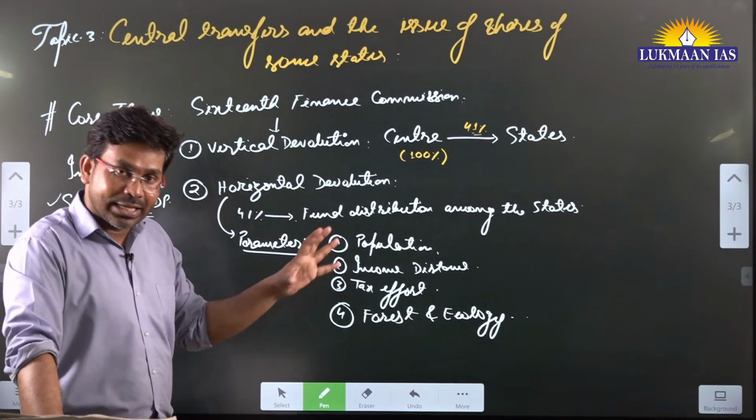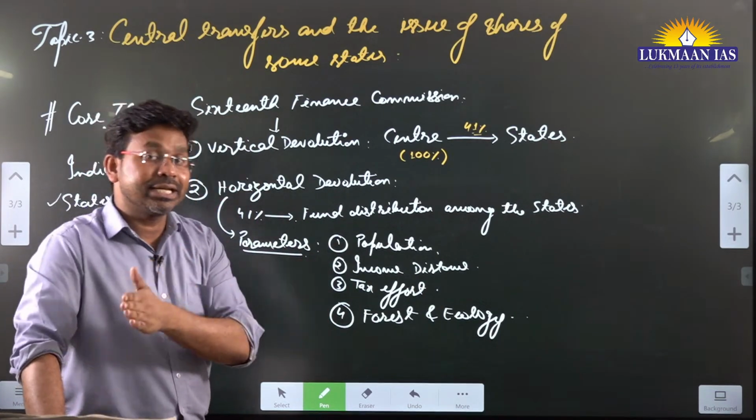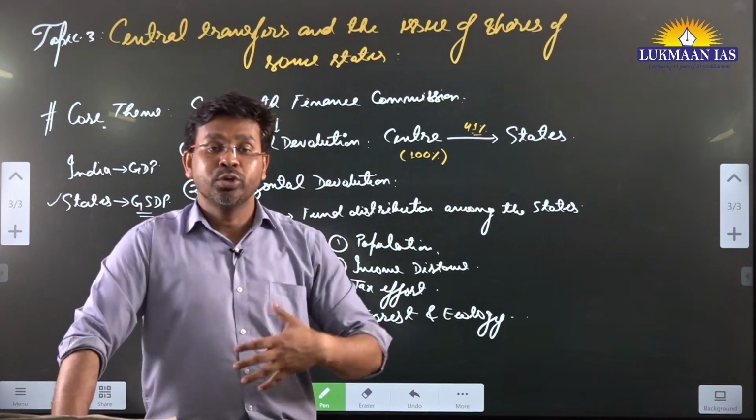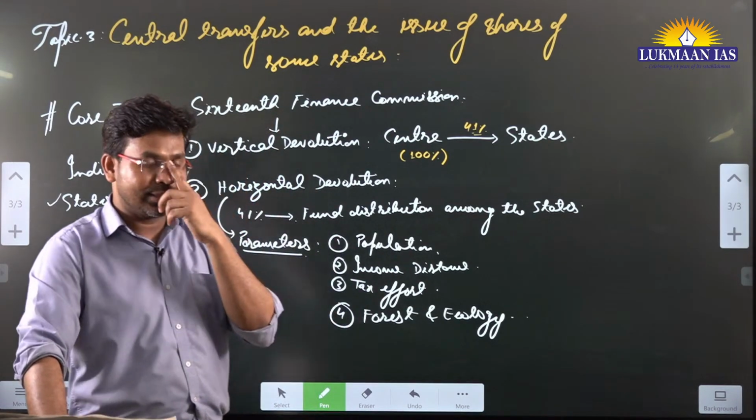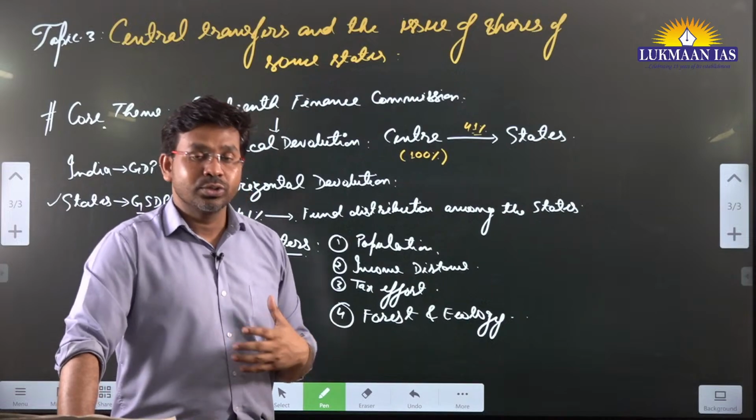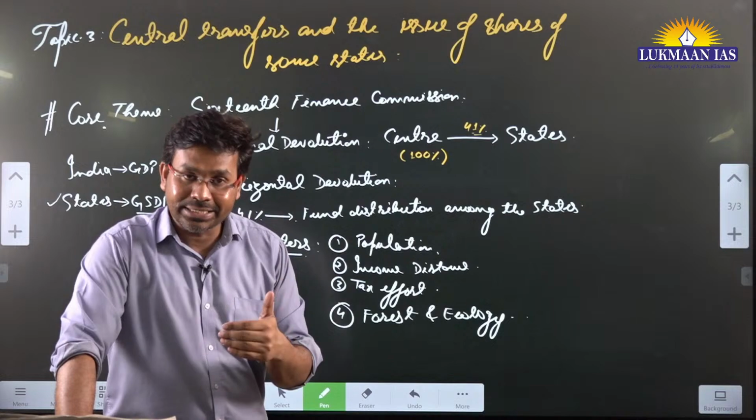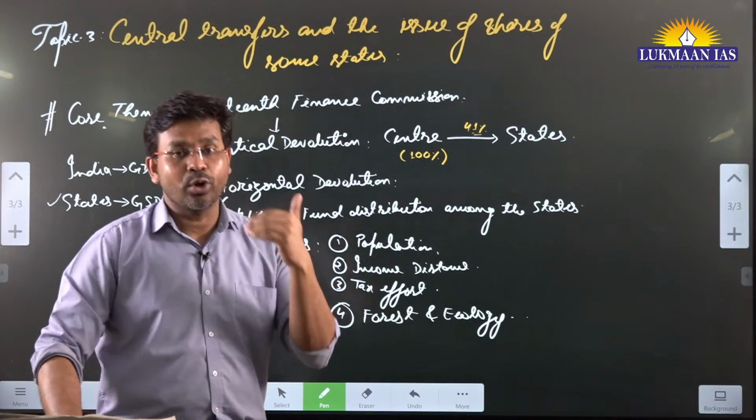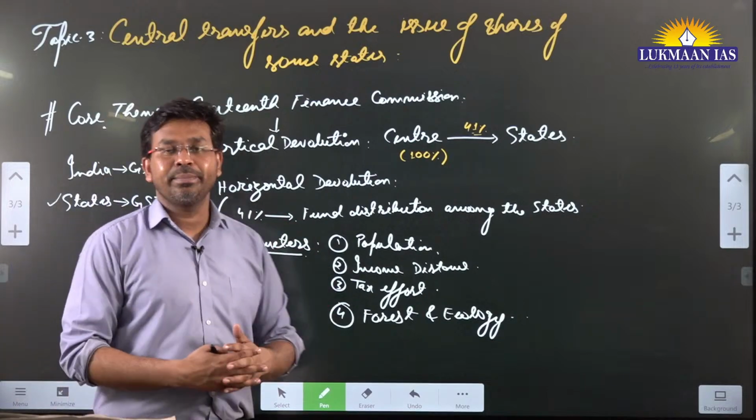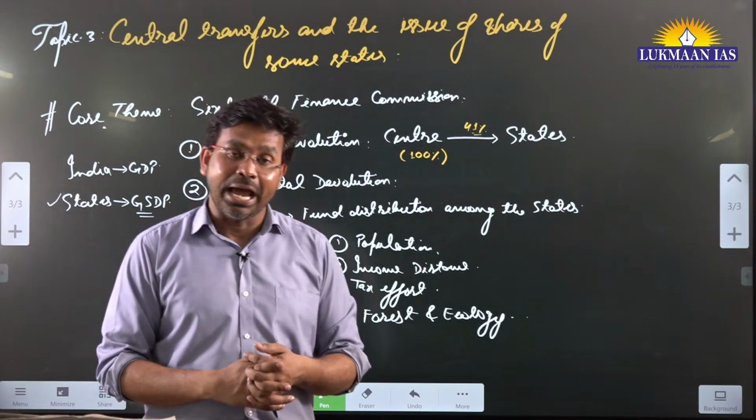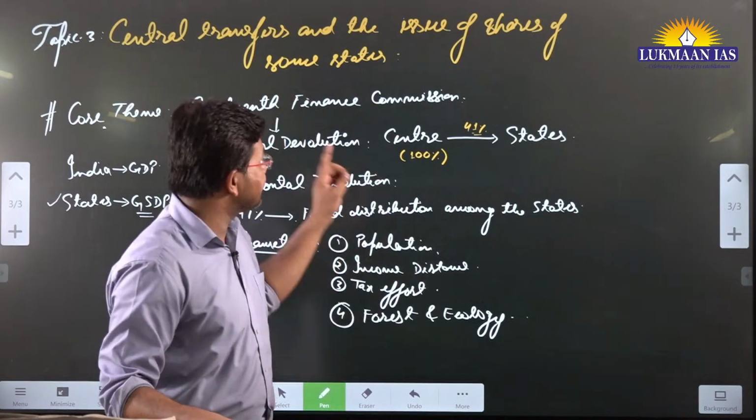Are you understanding? There are states that are contributing more, but they are getting less. There are states that are contributing less, they are getting more. So those states that are contributing more to the central government's taxes and receiving less have grievances with the Finance Commission. Why? Because although they are contributing more, they are receiving less. In this article the authors have discussed how those grievances can be minimized by the 16th Finance Commission.